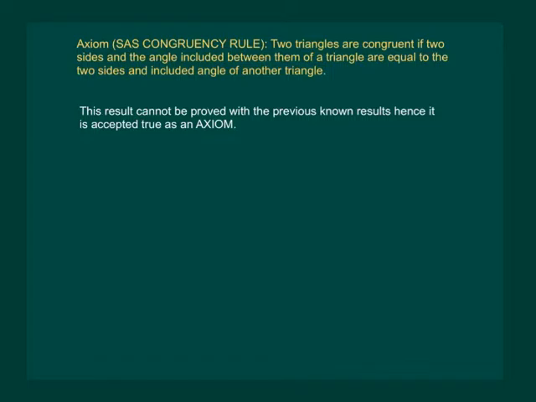Same result can be stated as SAS congruency rule. Two triangles are congruent if two sides and the included angle between them of a triangle are equal to the two sides and the included angle of another triangle. Note that this result cannot be proved with the previous known results, hence it is accepted as a true axiom.